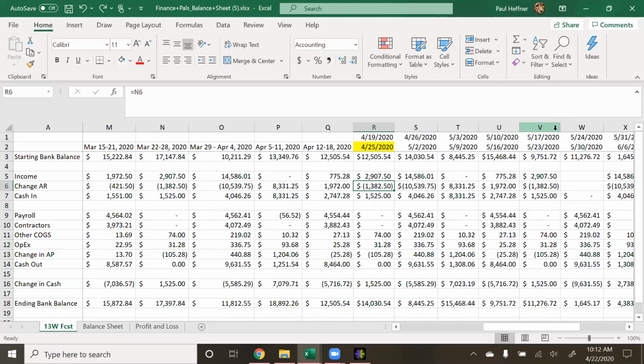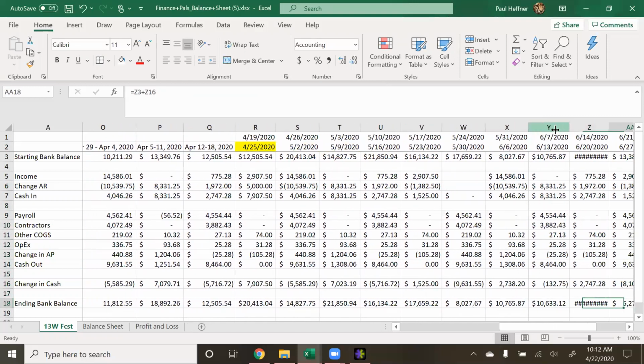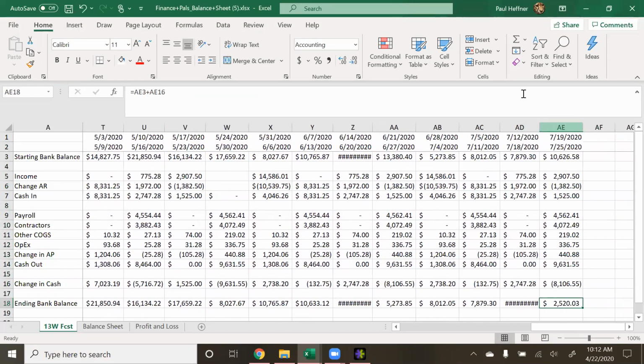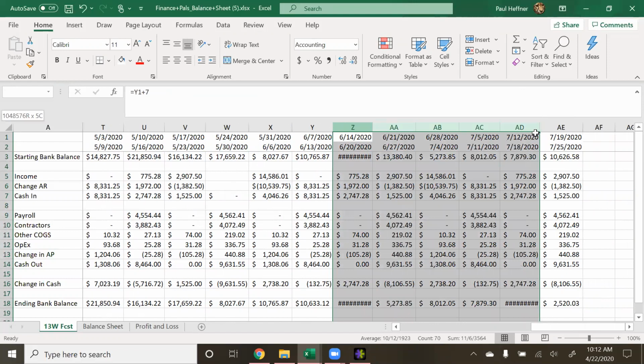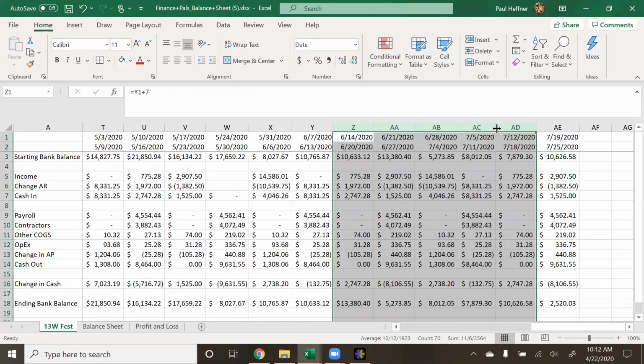So maybe this one we want to keep. That's this minus 1,382, which is sort of how we've been operating. But then we want to change this one to say, let's make it more reasonable. So we get 5,000. So we're just sort of messing around. So now our forecast is that we're not running out of cash. Okay, so anyway, that's how you can use AR to sort of forecast that.